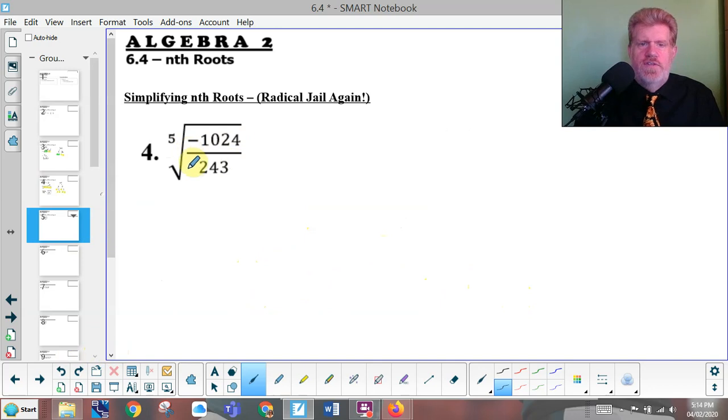Here's a 5th root of this fraction. Oh, fractions, negatives, 5th roots, all together. Great. Well, let's deal with the negative first. First of all, think about the negative.